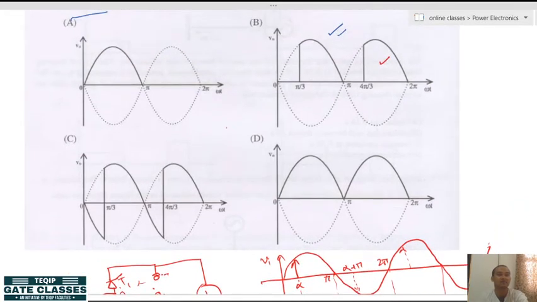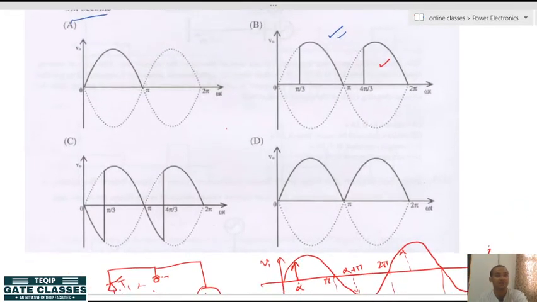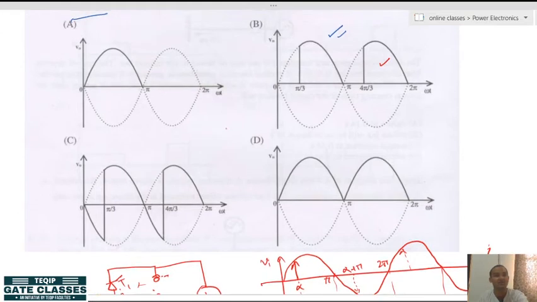Now here, if the gate pulse is here, the options given are wrong. This option A is correct, but here the alpha must be given. This alpha must be given. So, this option is wrong, all 4 options are wrong basically.